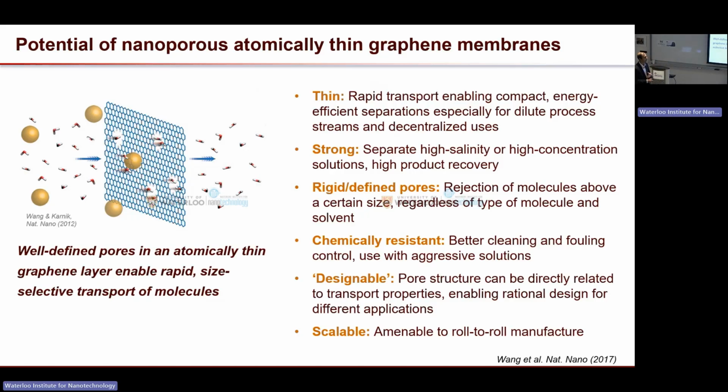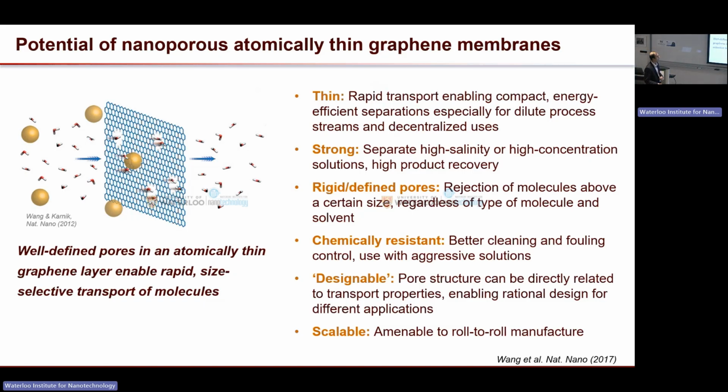And that means if you have a wide variety of contaminants, as long as the pores are smaller than the contaminants of interest, it will just reject all of them. You don't have to worry too much about the chemical interactions. Then these are very chemically resistant, so you can operate them under aggressive or harsh conditions, and you can do better cleaning and fouling control. These are designable in the sense that you can relate the pore structure and the underlying membrane structure to the transport properties. So they can be kind of predictable compared to more empirical designs for many of the membranes.